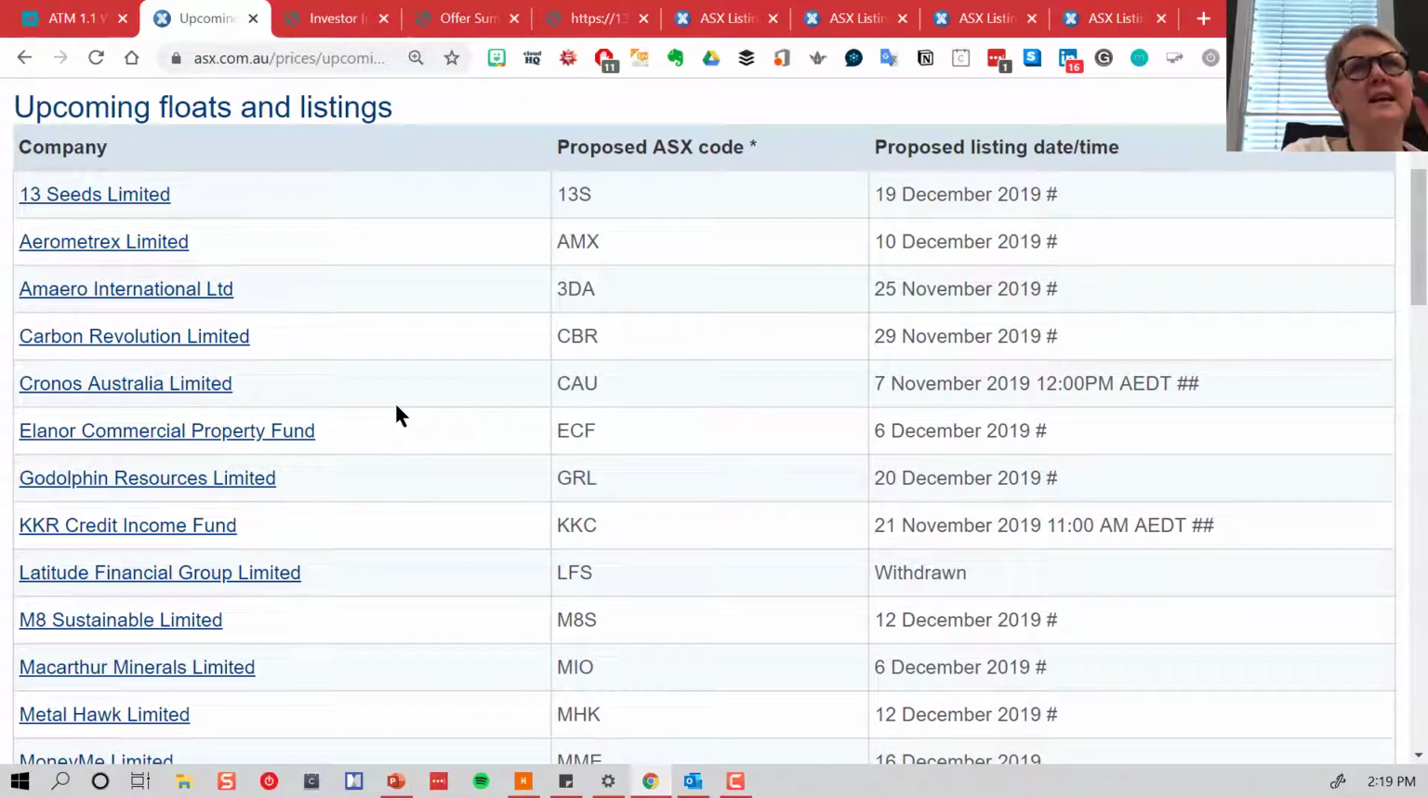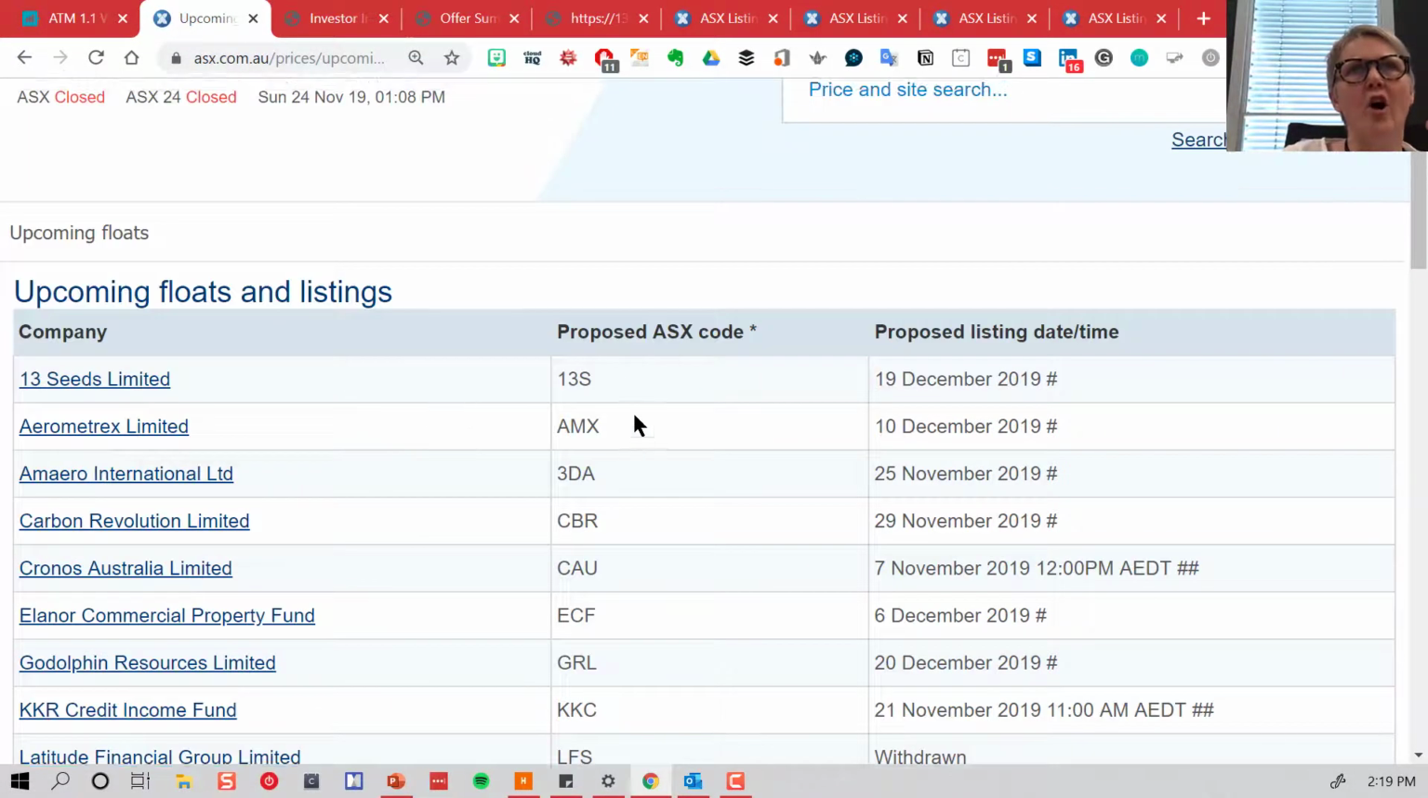So this page doesn't tell us very much other than the name of the company and the code that it's expecting to use. Basically, all listed entities have a 3-digit code, and you need to know what that code is in order to be able to trade in their securities. At this stage, it's just a proposed code. ASX has agreed to the code and a proposed listing date.